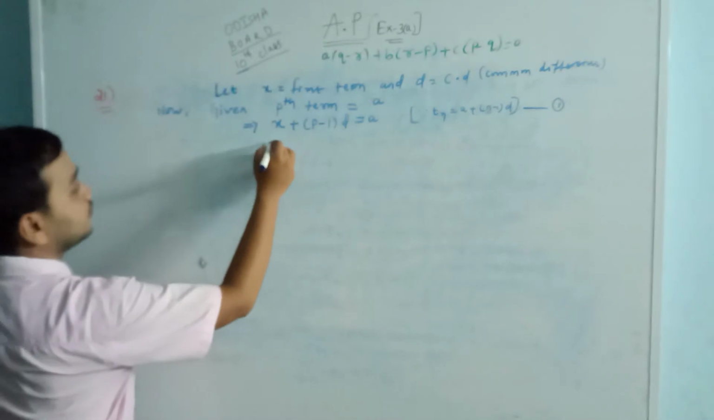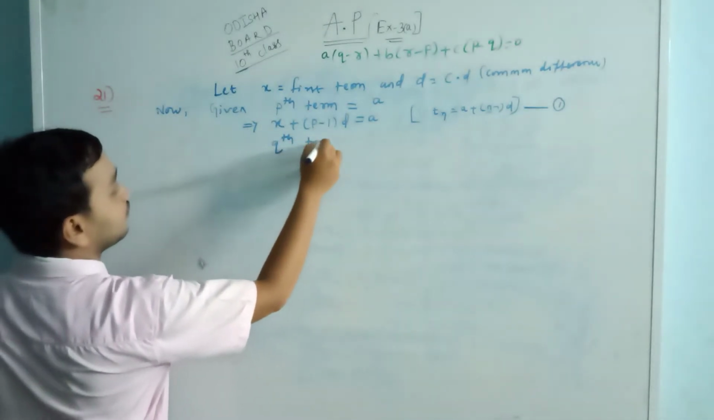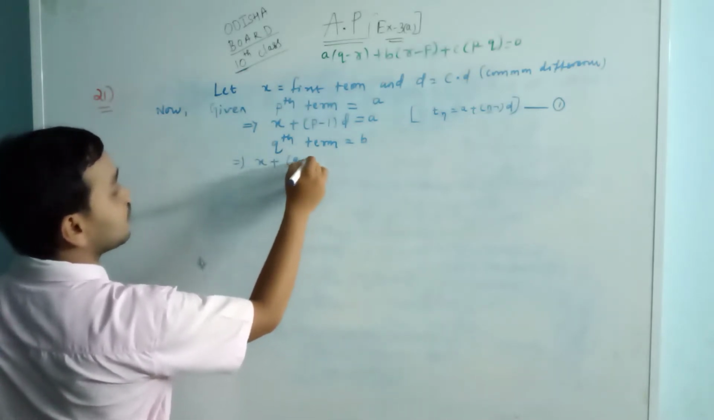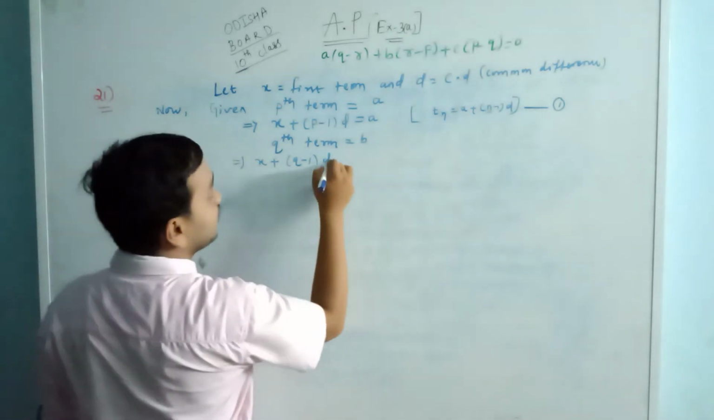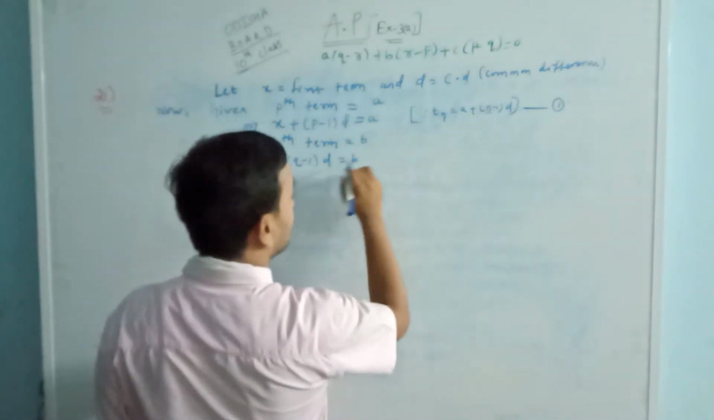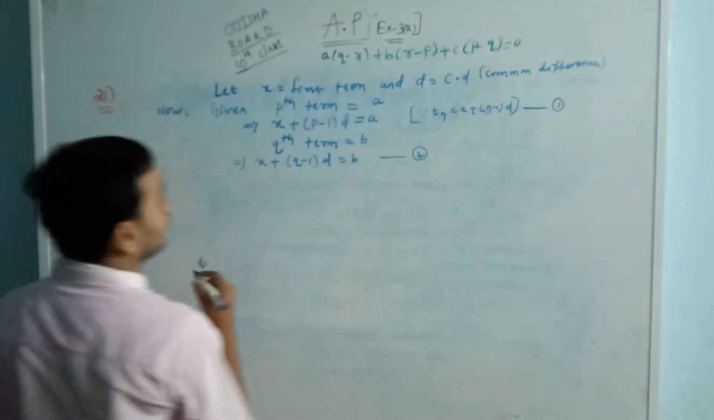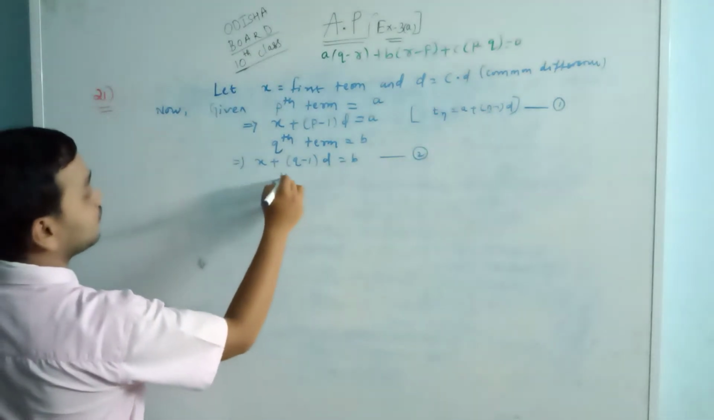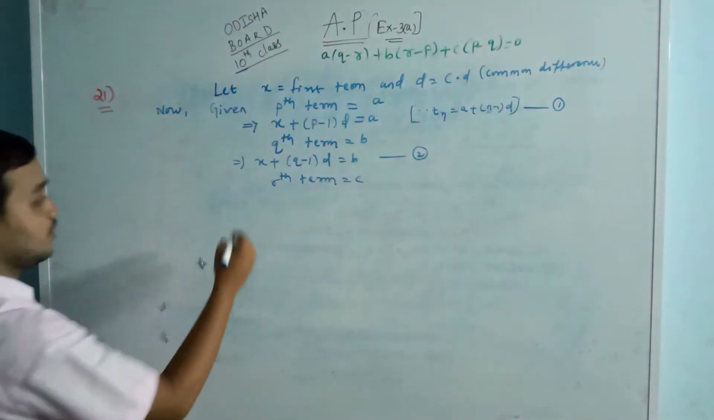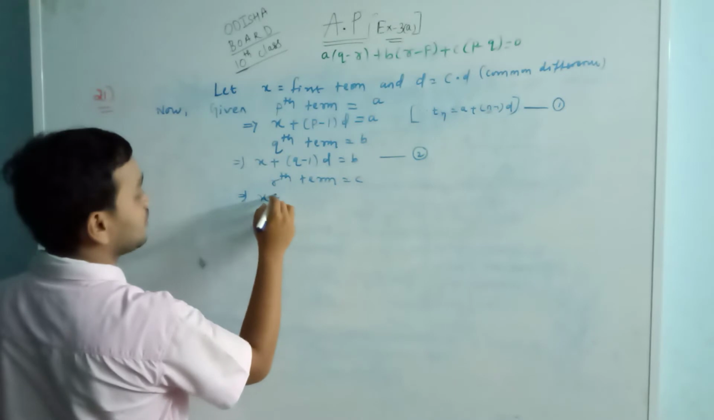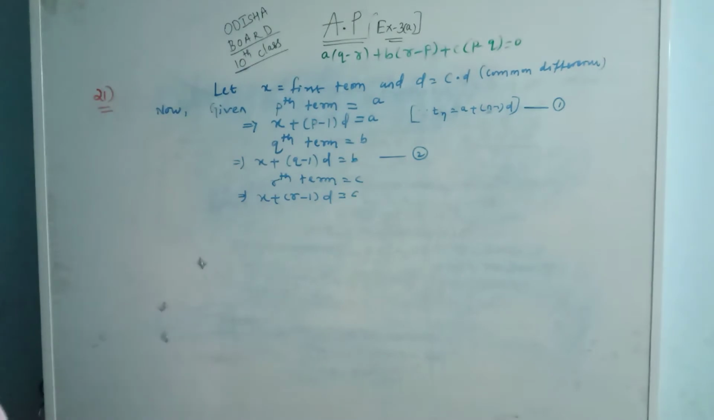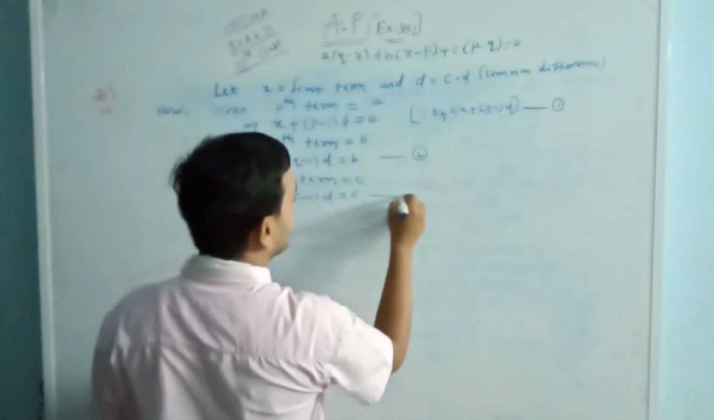The qth term is given, then in the same way x plus (q minus 1) into d is equal to b. This is equation 2. Then the rth term is equal to c. Now the same formula: x plus (r minus 1) into d is equal to c. This is equation 3.